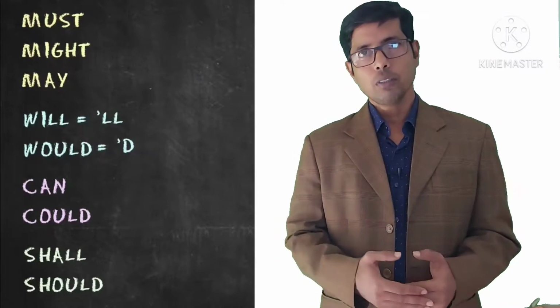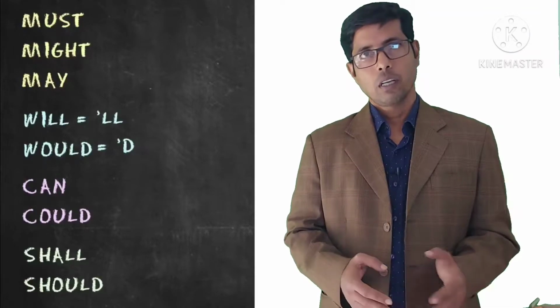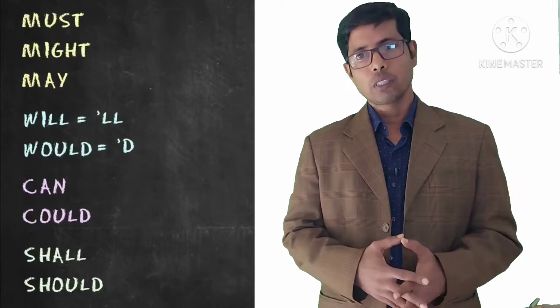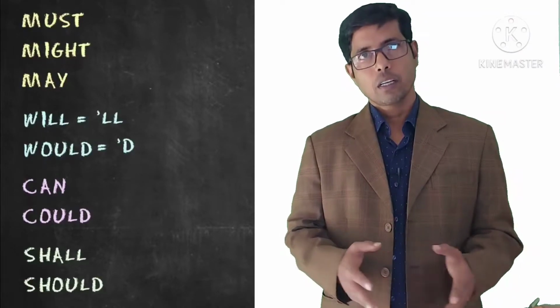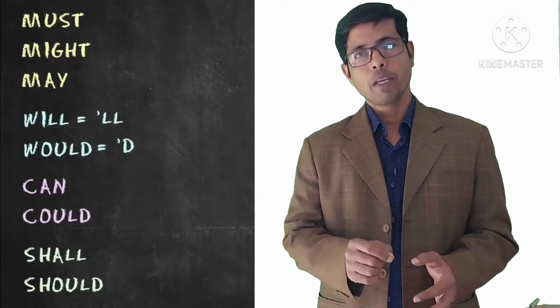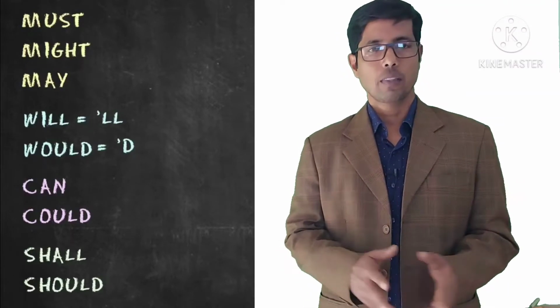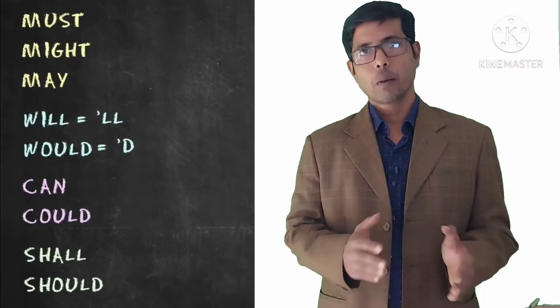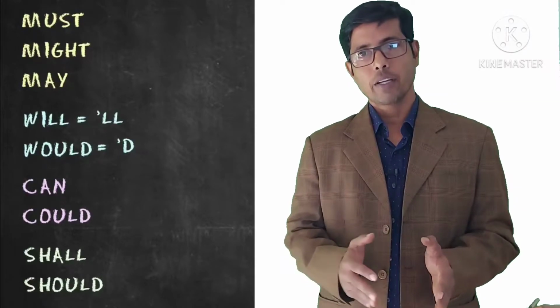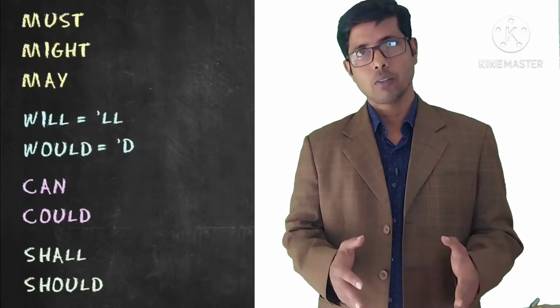We need to focus on will and would. Both will and would form contractions by taking an apostrophe and 'll next to it. Would takes an apostrophe and adds 'd.